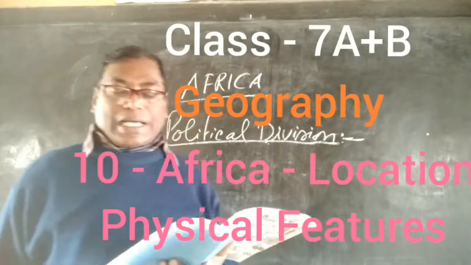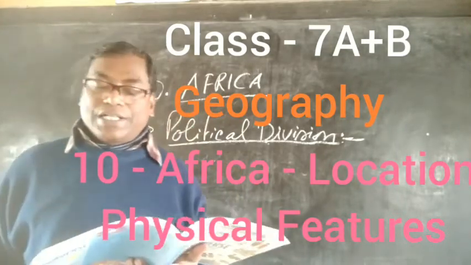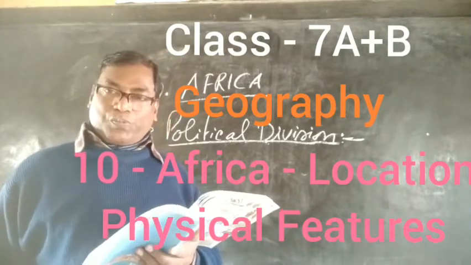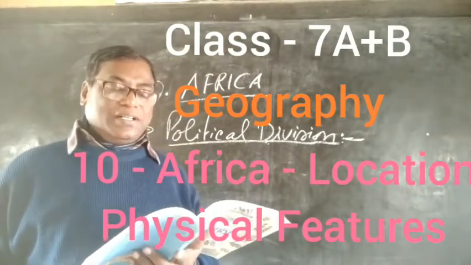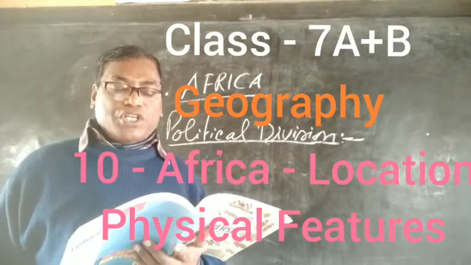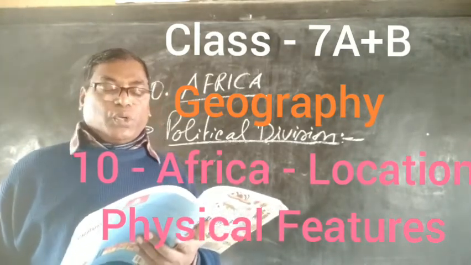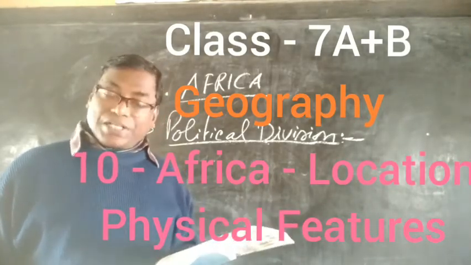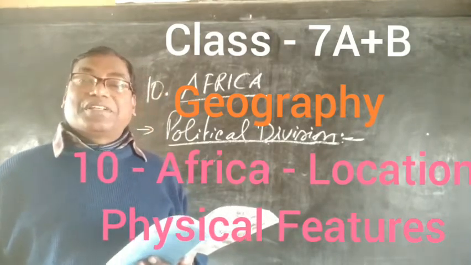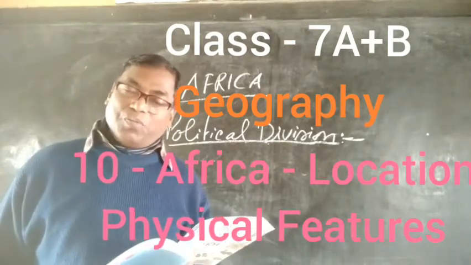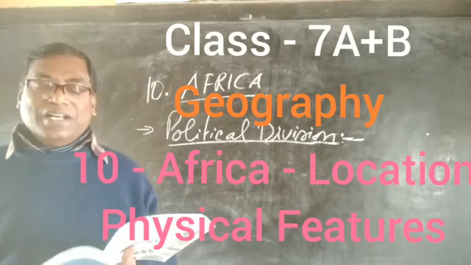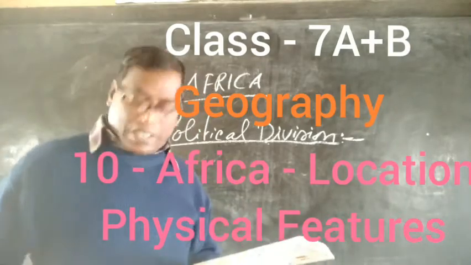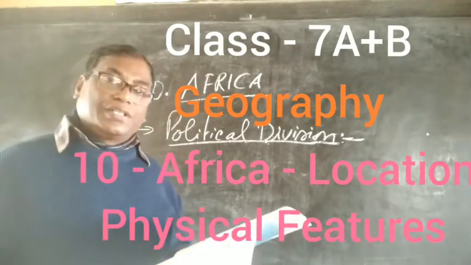The capitals vary widely in size, and the largest city is Cairo. The population also varies from country to country. So how many countries are there? There are 50 countries, in fact more than 50 these days, in the continent of Africa. That is about the political divisions.